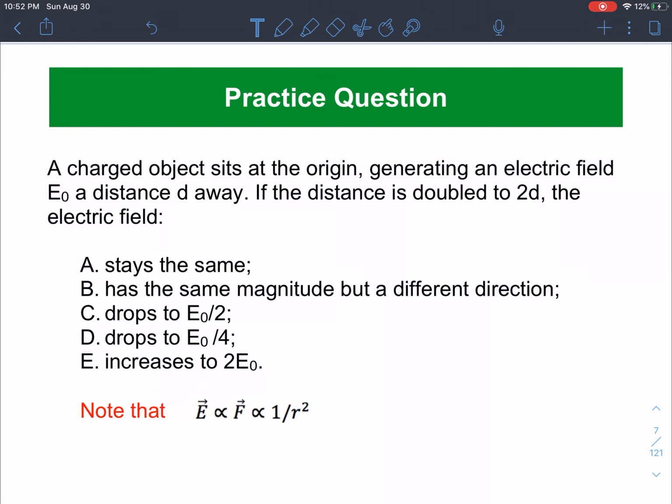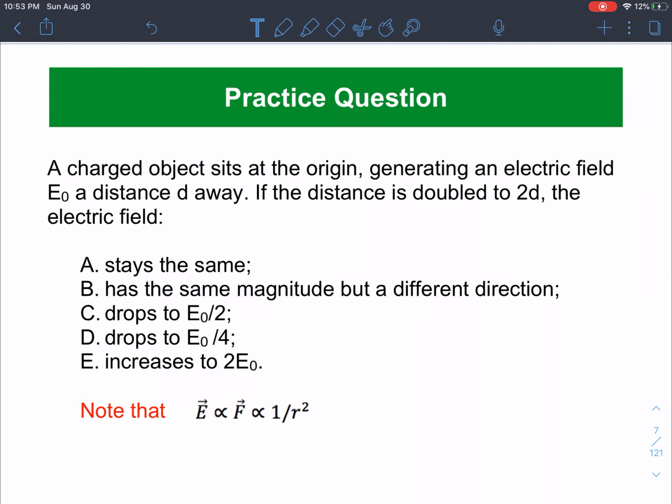So here's a practice question. A charged object sits at the origin, generating an electric field E0 at distance d away. If the distance is doubled to 2d, the electric field will stay the same, has the same magnitude but a different direction, drops to half, or 1/4, or increases to its double.